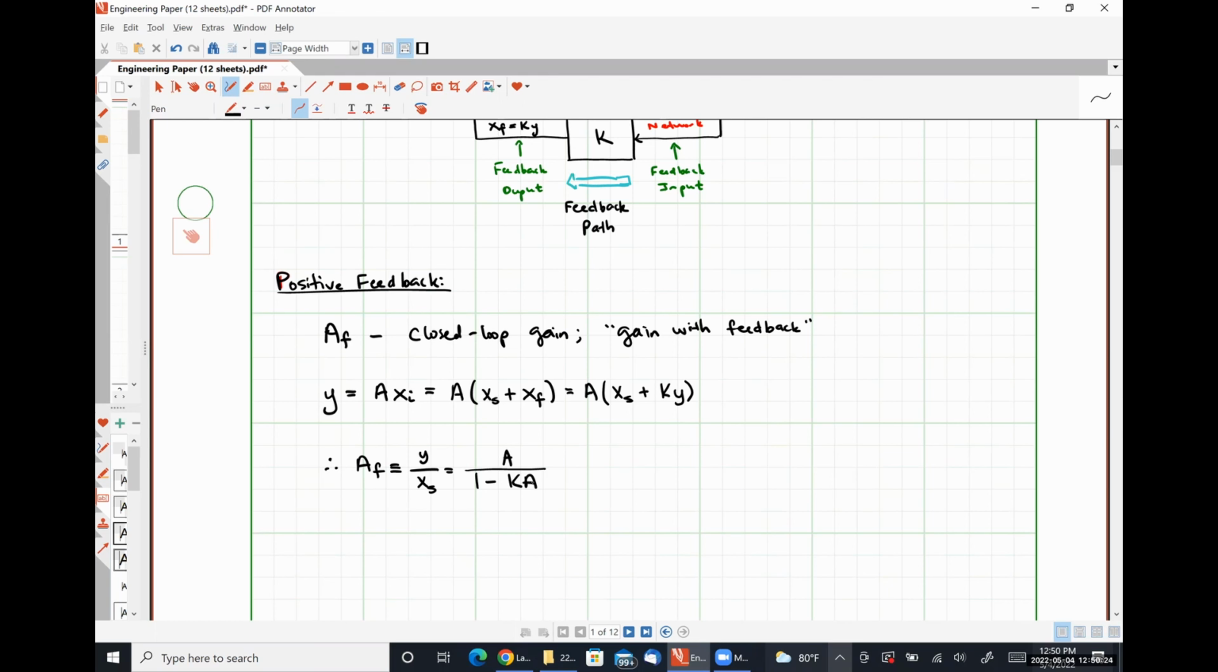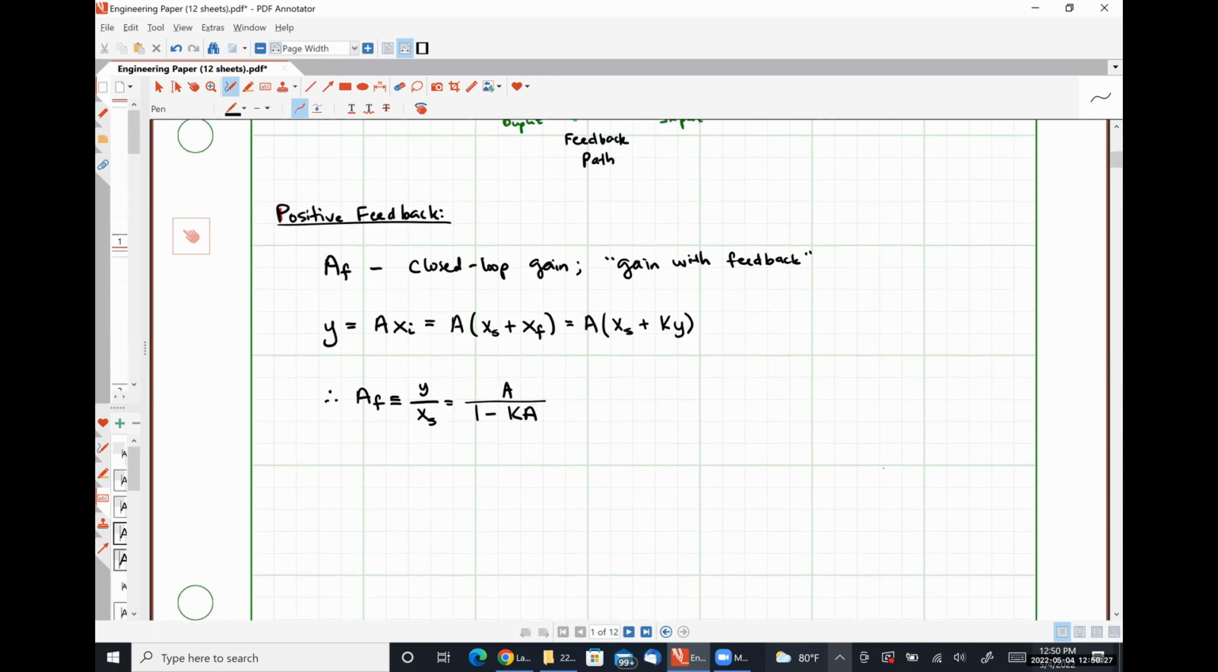So as a very, very quick numerical example, let's determine our closed loop gain AF for the system in which our open loop gain A is 10 and our feedback parameter K is 0.0999.